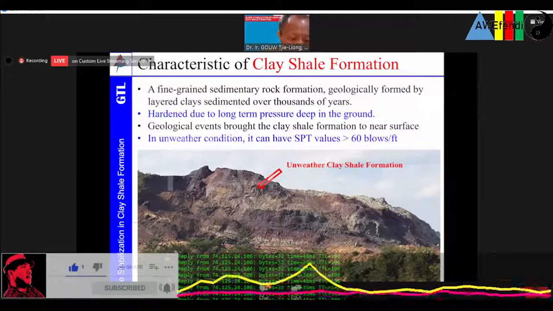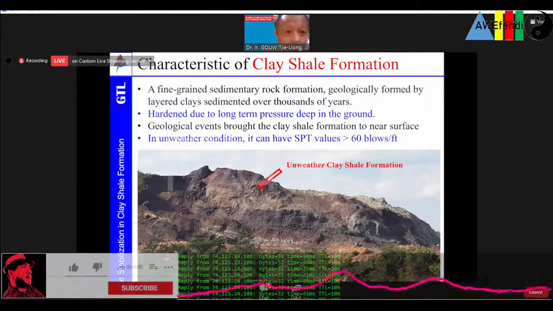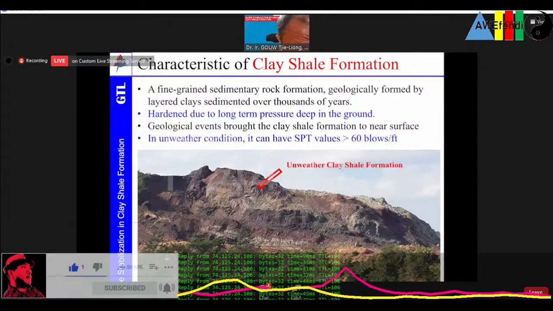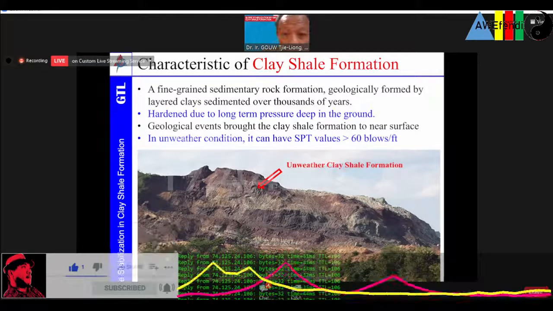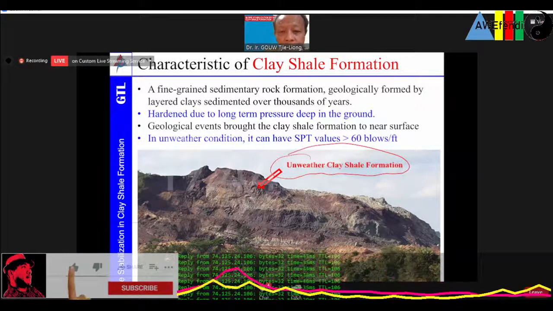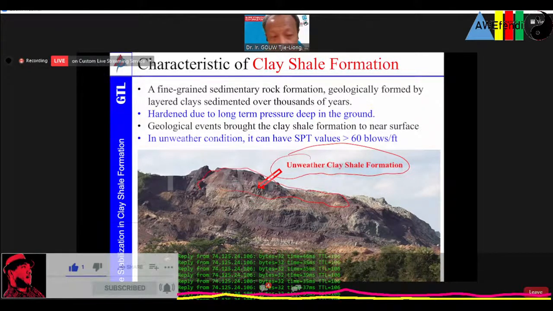In an unweathered condition, it can have an SPT value as high as 60 blows per foot. As we can see here, let me bring my pen. Okay, this is an unweathered clay formation. It is pretty good. Looks quite firm, quite hard. It's a very good appearance.